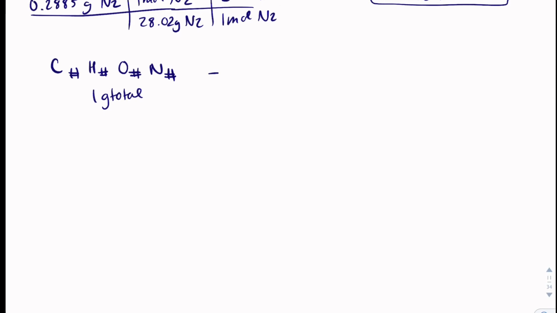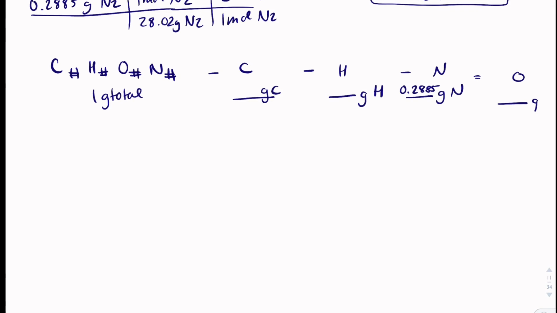And if we subtract away carbon, however many grams of carbon we had, we subtract away hydrogen, our grams of hydrogen, and we subtract away our grams of nitrogen, which we actually already know was given as 0.2885, we're going to be left with O, or our grams of O.